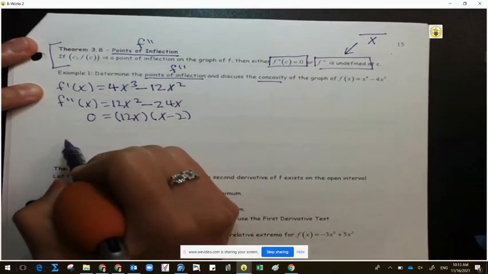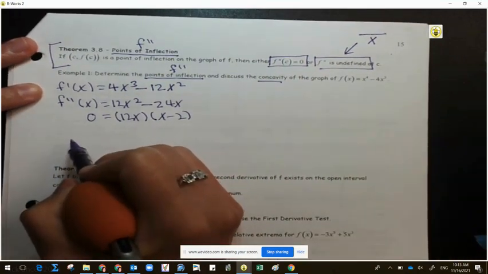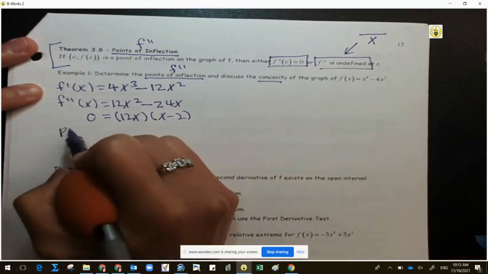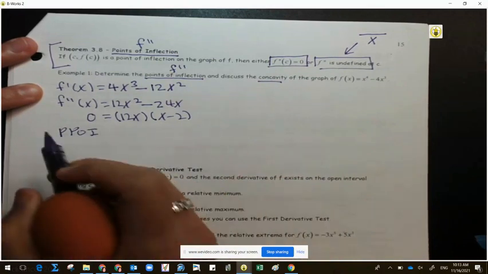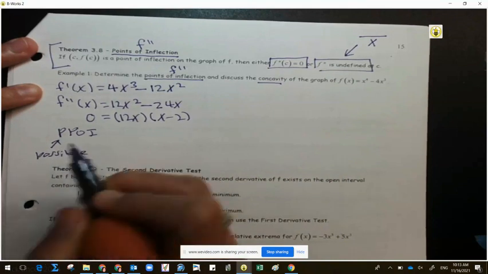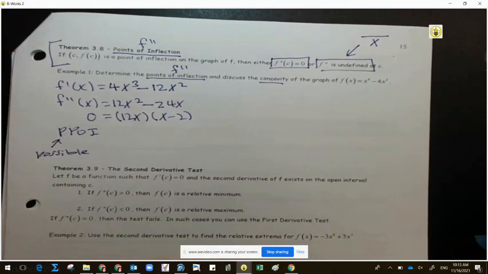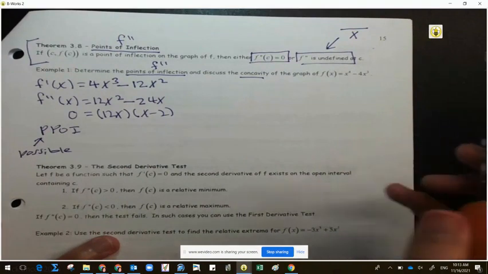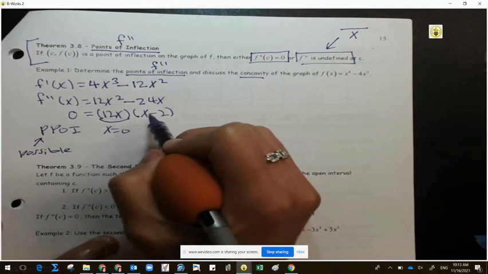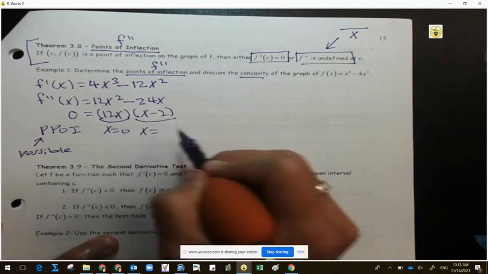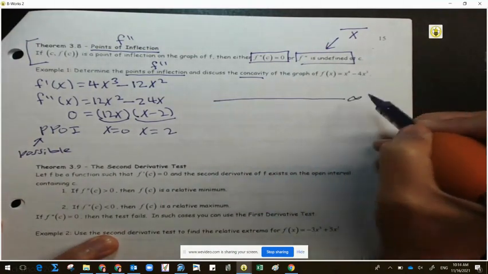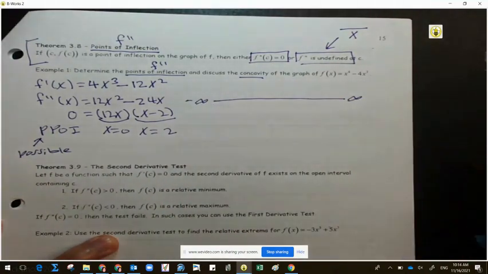So the way we're going to list for the point of inflection, it's not critical numbers anymore because it's not relative extrema. Let's write out P, POI. The first P stands for possible point of inflection, meaning it could or could not be. So the first possible point of inflection, when I set this equal to 0, is x equals 0. Second one, x equals what number? 2. Let's make our number line. We have no restriction on our domain, so negative and positive infinity.